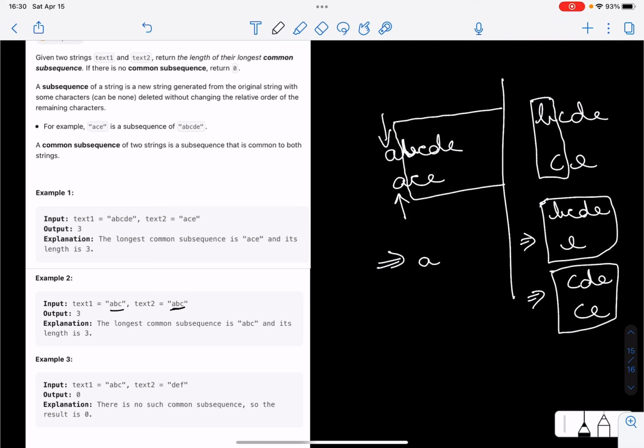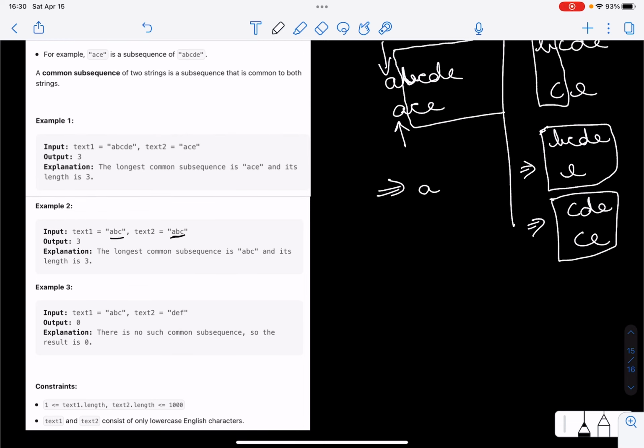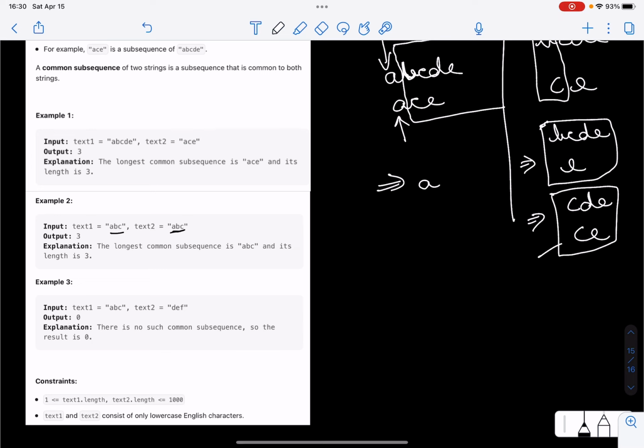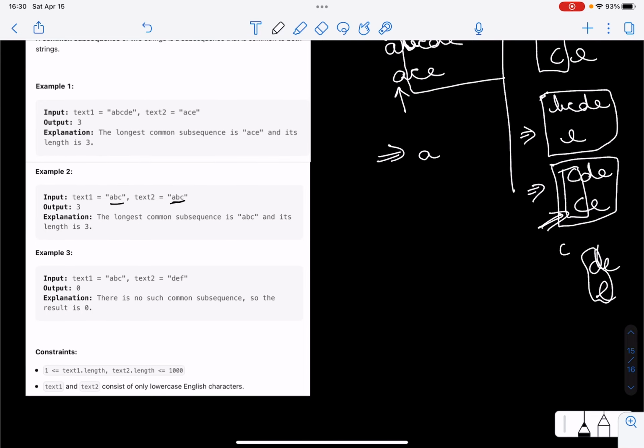Or we also want to try omitting B, so that gives us C, D, E over here, and including the character over here, which is C, so C, E over there. And we repeat the process. So let's say in the second case over here, we see the C is common, so the C would definitely be included. And then we try finding the common subsequence between D, E, and E.